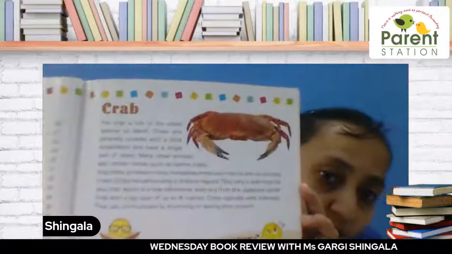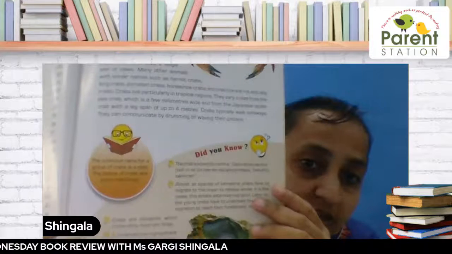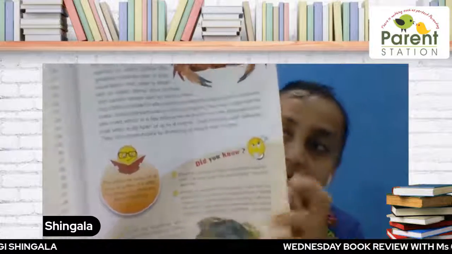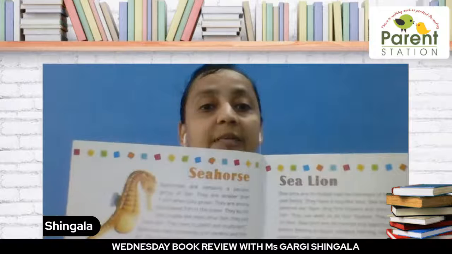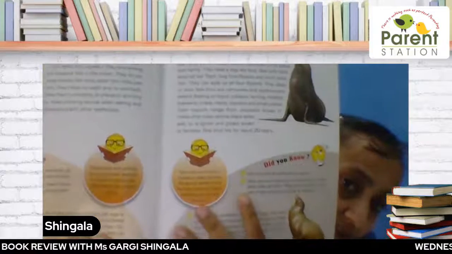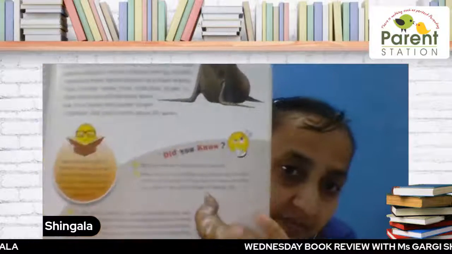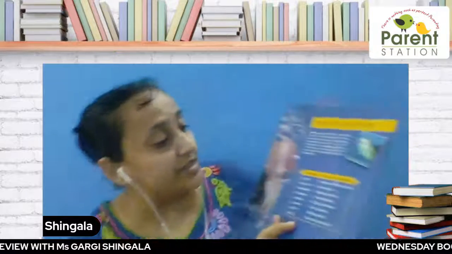If they're talking about crab, then they have fantastic facts which says, did you know? And if I turn a few pages, we can see about seahorse, sea lion. Again, facts. So these are the special books for a special category, in which we have books in this series, Pictopedias.